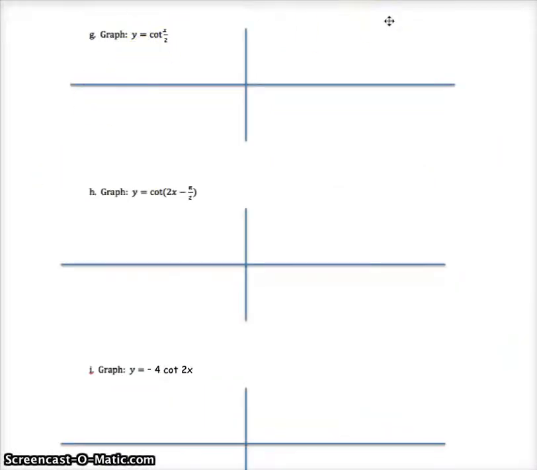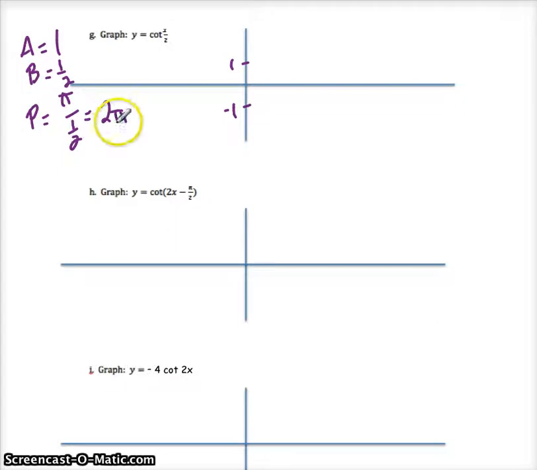Example G, y equals the cotangent of x over 2. To begin with, I'll identify A. A is equal to 1, so we know that we will have positive 1 and negative 1 on our y-axis. B, which is the coefficient of x, is 1 divided by 2. So our period length is pi divided by 1/2. If we keep it, switch to multiplication and flip it, our period length is 2 pi.